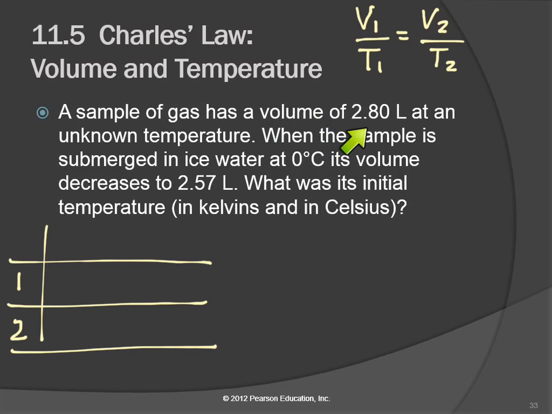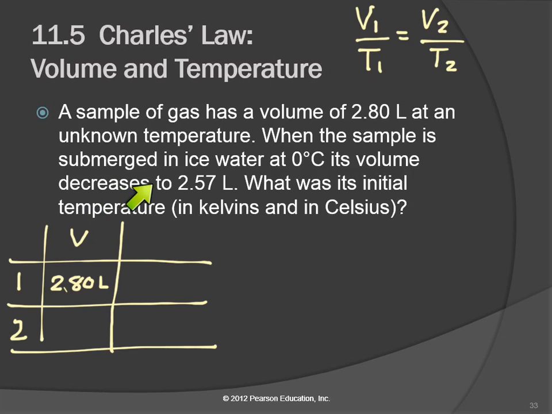So the first number I come to is 2.80 liters. So I'm going to write that down, 2.80 liters. That's a volume. I'm going to label that column volume. At an unknown temperature. Okay, well, it's unknown. I can't write anything down.